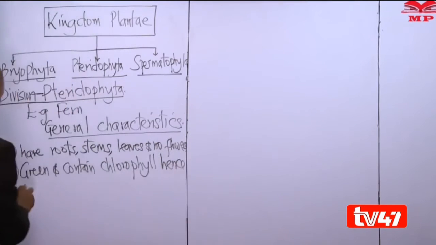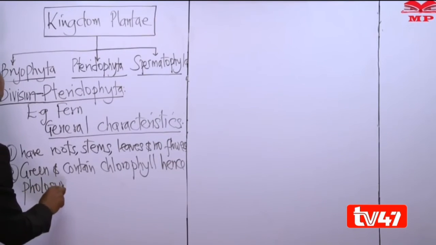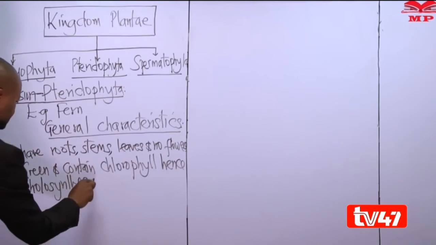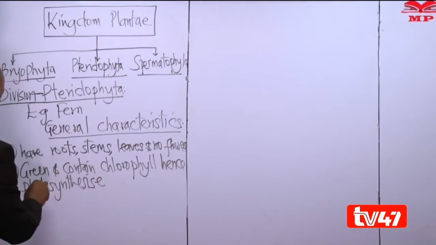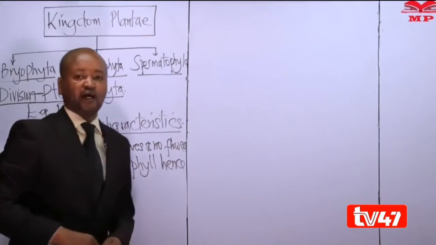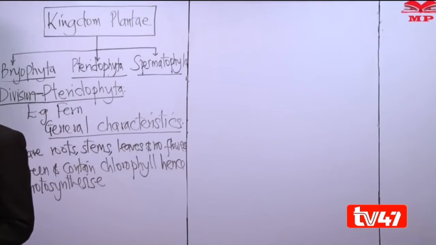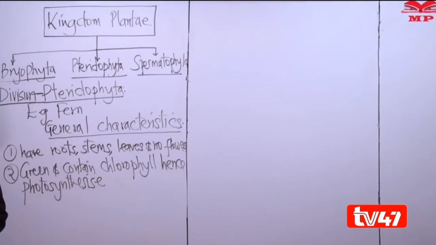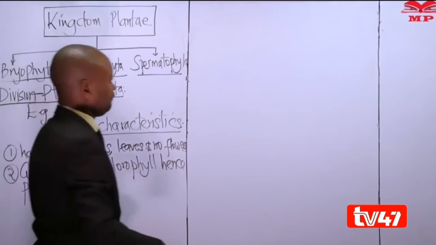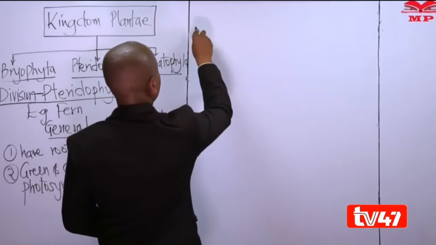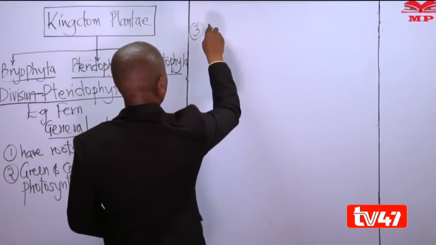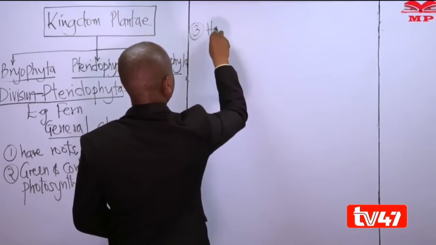And when they contain chlorophyll, it means they photosynthesize. Hence, they photosynthesize. So they produce their own food materials. Then they have a well-defined vascular system.